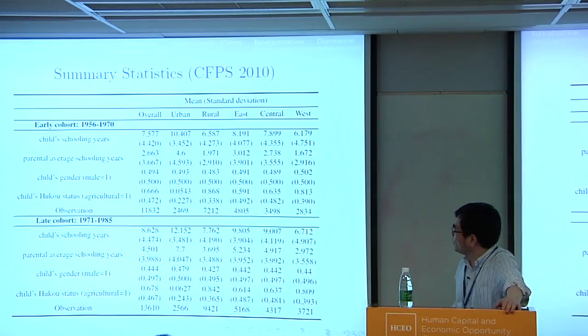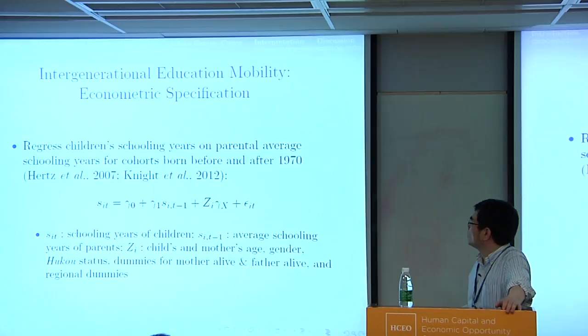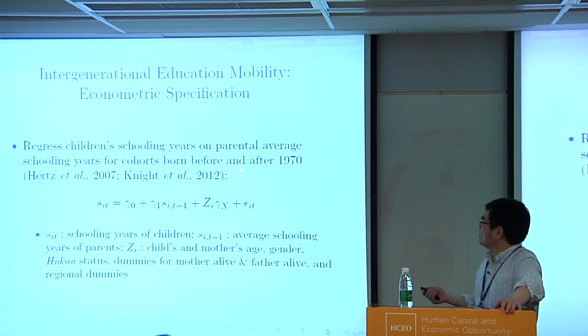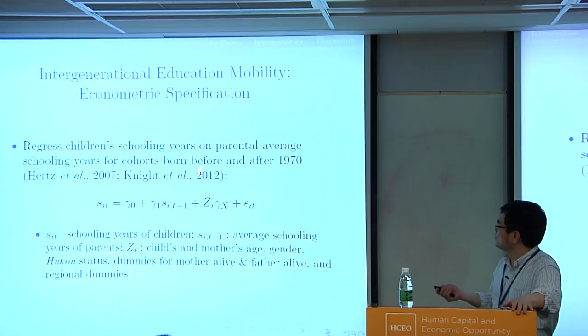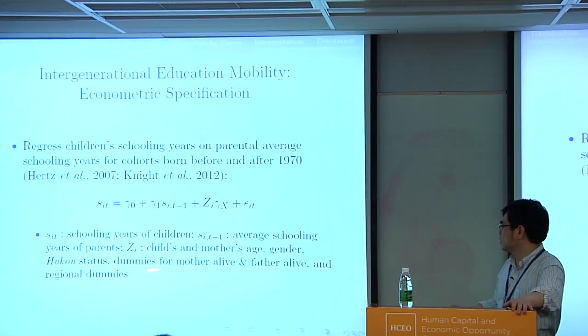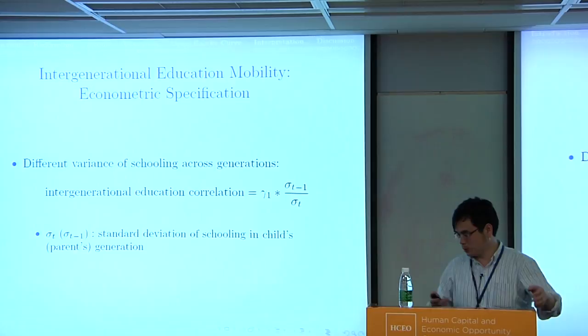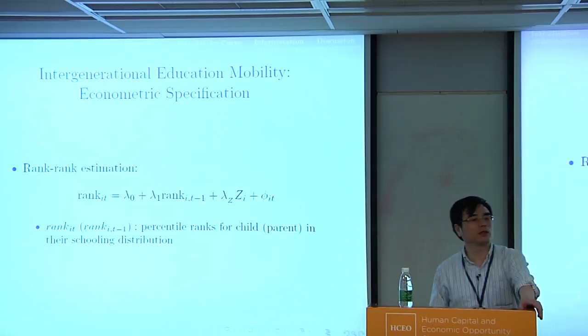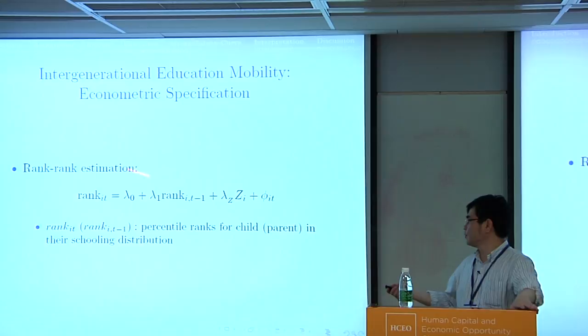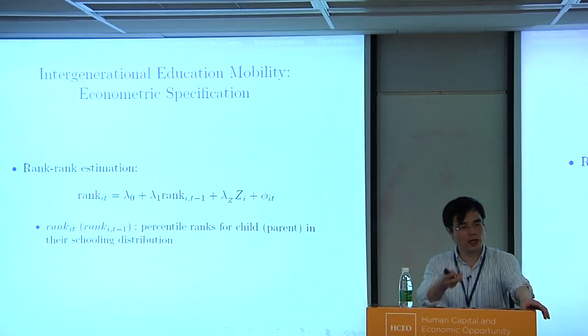So that's some main summary statistics. Similar to the regression for income, now we have the education of the parents, parental average schooling years, and the child's schooling years. We control for a set of dummies over here, and we also take care of standard deviation adjustment, right? Different generations may have different values in schooling, so we also look at this. We also look at rank regression: what is the parents' average schooling in terms of the parents' education distribution, and what is the rank of the child in the current distribution.